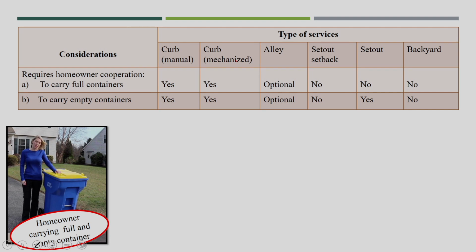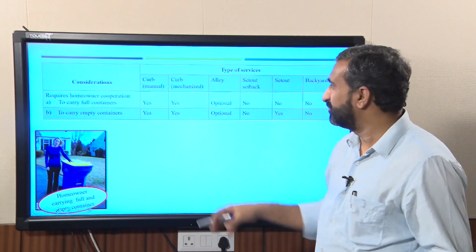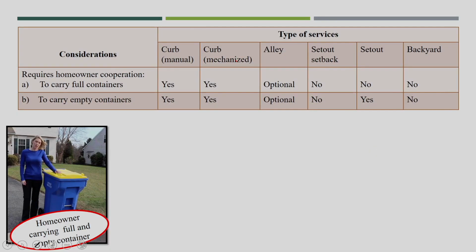Here the first consideration is to carry the full container and to carry the empty container. In both cases house owner cooperation is required, because the house owner is responsible for disposing of the waste into those locations. For the alley I put it as optional, because based on the different city and different country, we can have optional or required house owner cooperation. For set out setback, I put household cooperation as no.